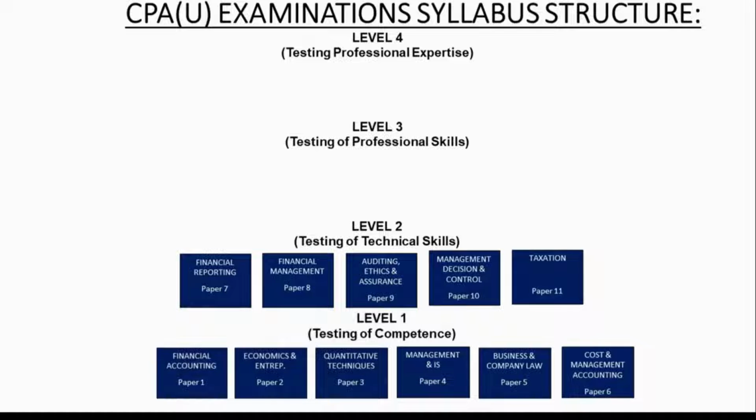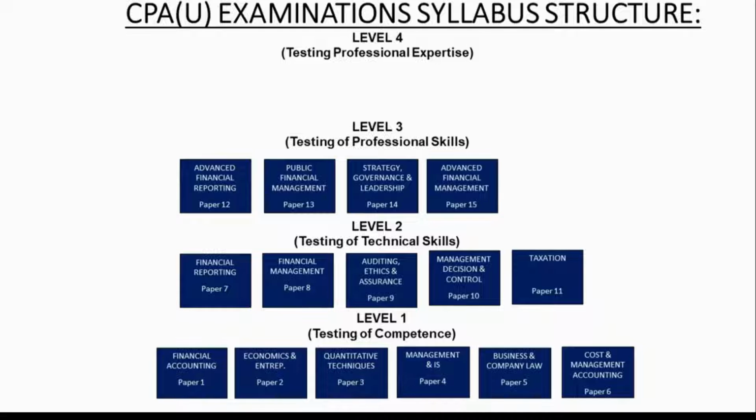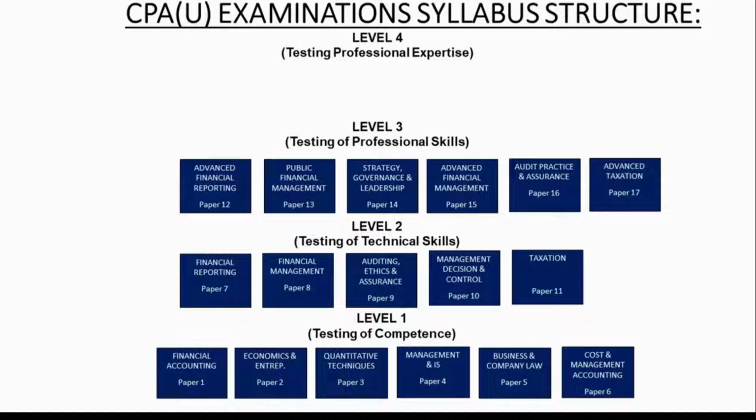And then when we look at level three, testing of professional skills, it has six papers. Paper 12, which is advanced financial reporting. Paper 13, which is public financial management. Paper 14, which is strategy, governance, and leadership. Paper 15, which is advanced financial management. Paper 16, which is audit practice and assurance. And then finally, paper 17, which is advanced taxation. So as you can see, in the new syllabus, advanced taxation is now our paper 17, and it is now on level 3.